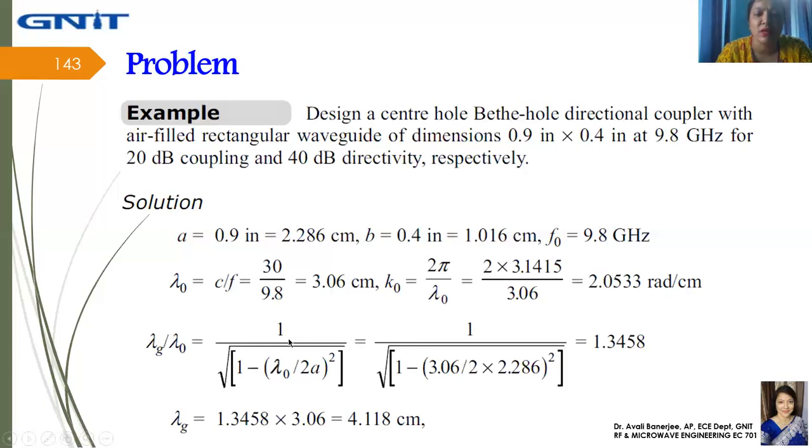that is 1 by root over of 1 minus (lambda 0 by 2a) square. So here we have obtained the value of lambda 0 as 3.06. We have replaced it, and the value of a is already given in the data. We have converted it into centimeter, that is 2.286. We have substituted, and then we have obtained the result as 1.3458. This is the value of lambda g by lambda 0.